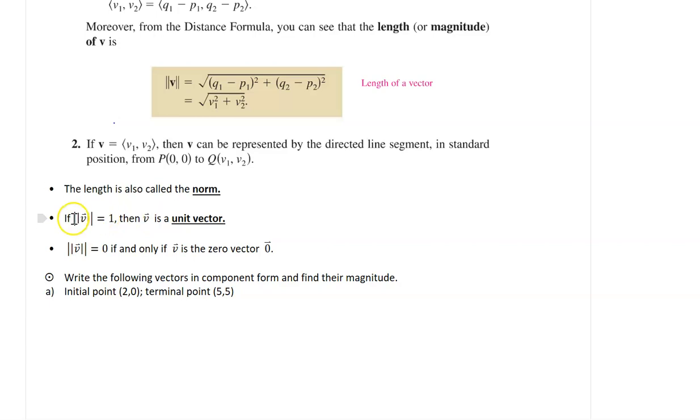Some special cases: if the magnitude of V equals 1, then V is called a unit vector. And the magnitude of V is equal to 0 if and only if V is the 0 vector. Now another thing that I want to be careful with, the 0 vector is not equal to the number 0. The 0 vector is specifically the vector with the coordinates 0, 0 for its terminal point.